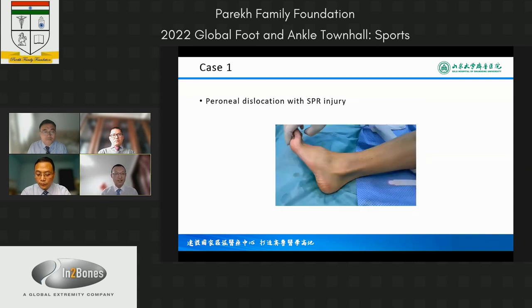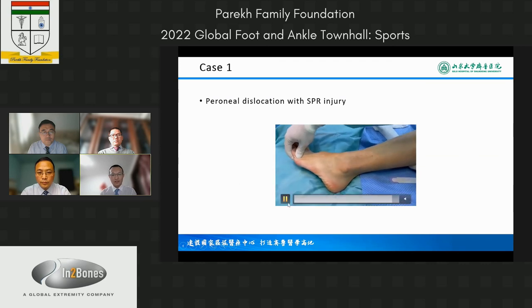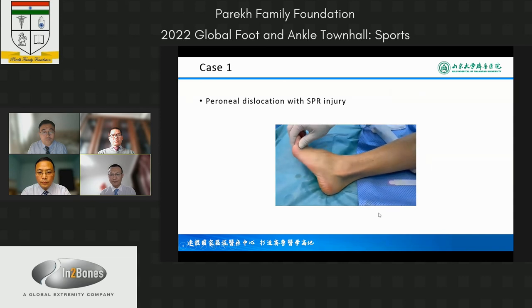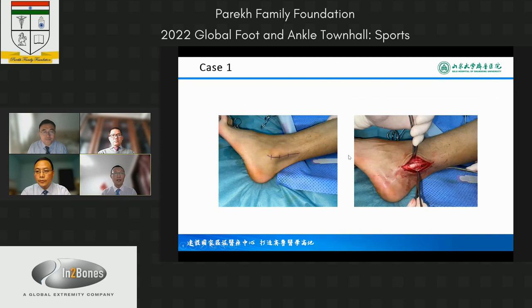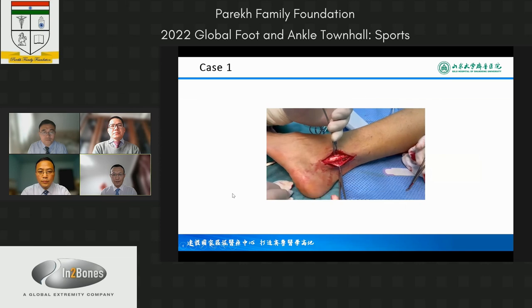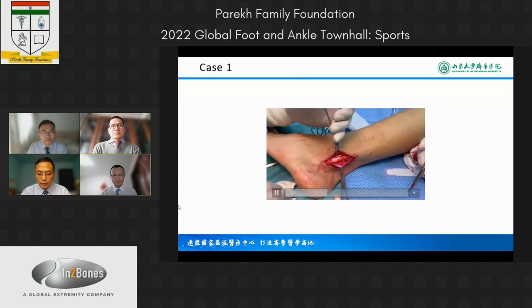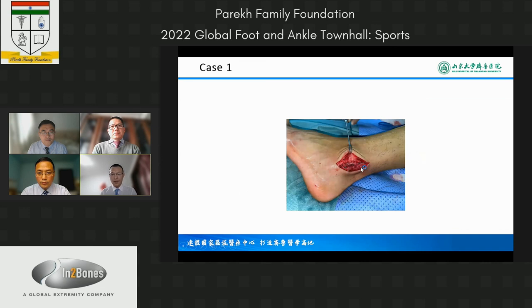Next, I will show some cases. Case one is a peroneal dislocation with SPR injury, grade one. You can see the peroneal tendon subluxation and the relocation with the movement of the ankle. During the exploration, we found the SPR tear from the fibula. And this video is from the operation. We repair the SPR.